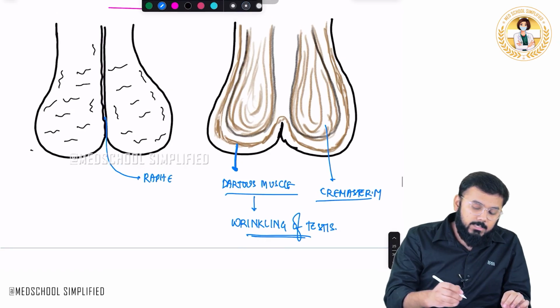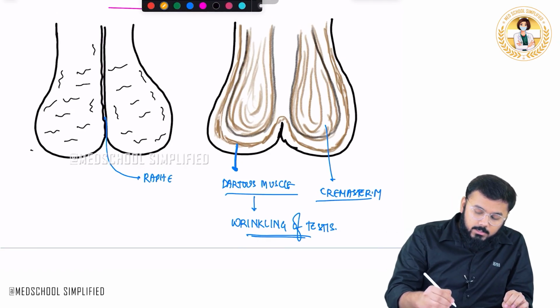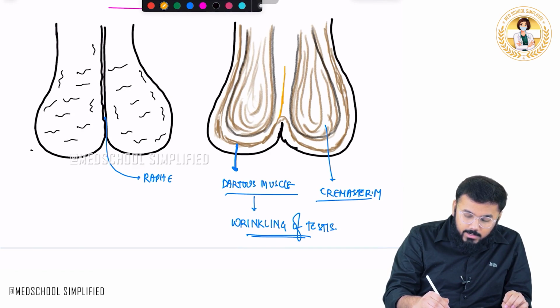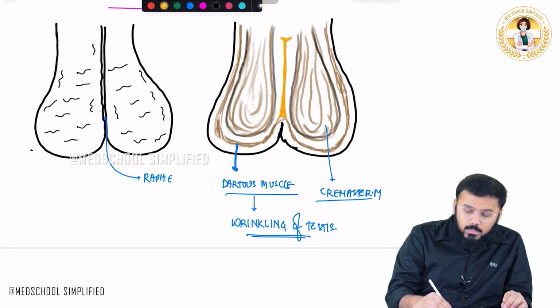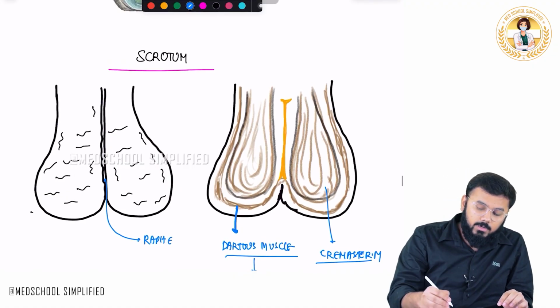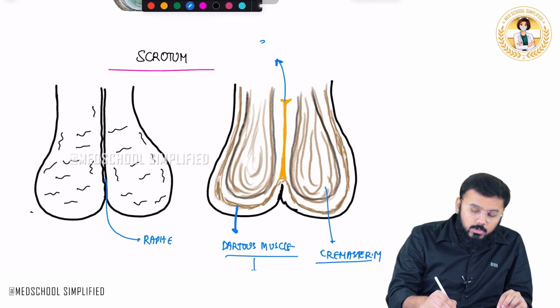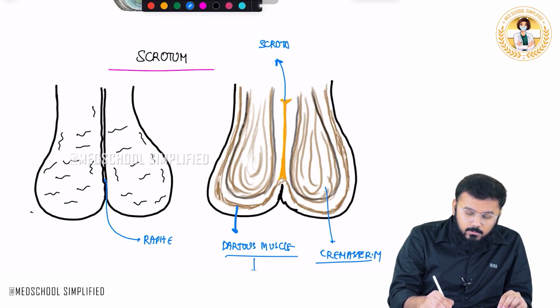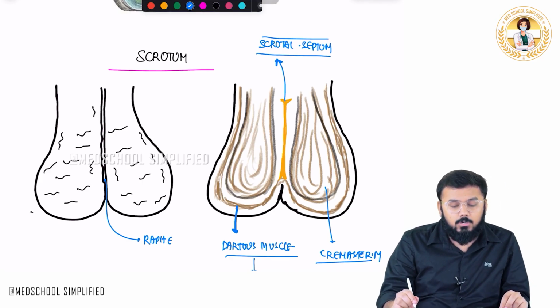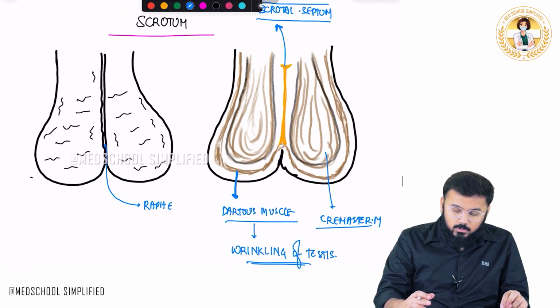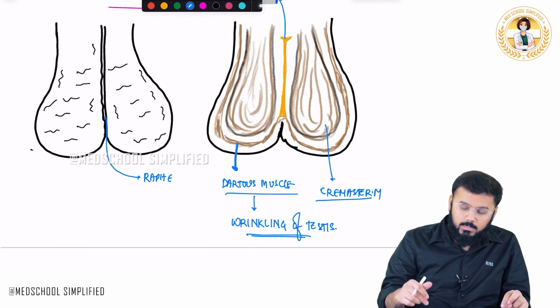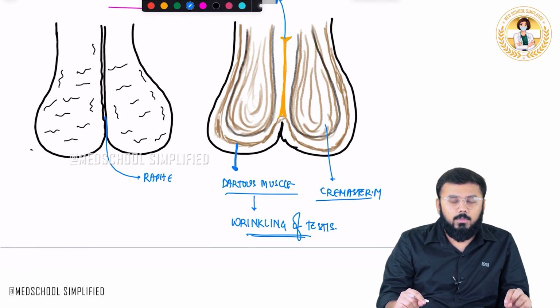Now, between the two testes, separating the right from the left, you have a septum like this. This particular septum which you can see over here is called the scrotal septum. So one is your scrotal septum, another is your Dartos muscle, as well as the cremasteric muscle over here, right.